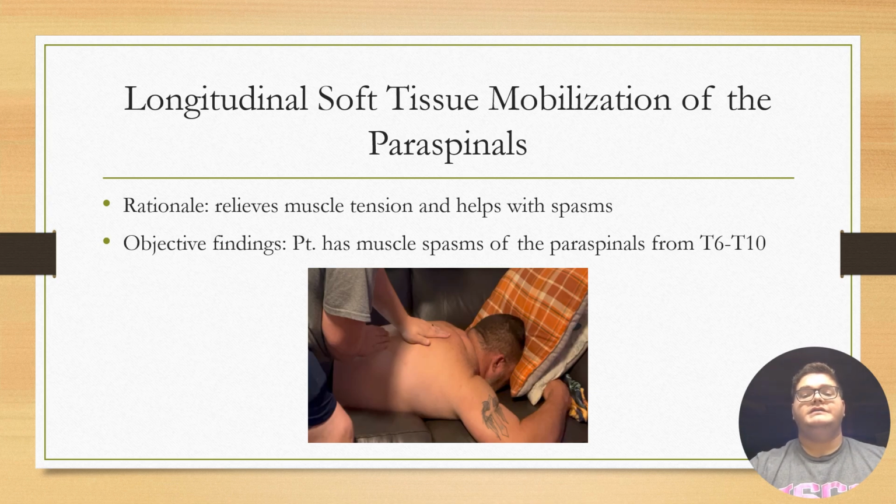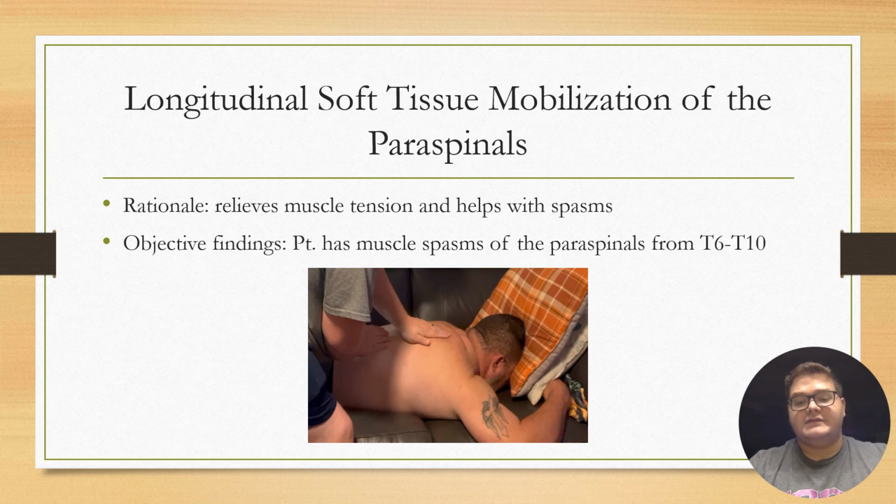All right, so one of the things that I did as an intervention was longitudinal soft tissue for the paraspinals. The patient was having muscle spasms of the paraspinals from T6 to T10 bilaterally. I did longitudinal soft tissue because I needed to relieve that muscle tension to help with those spasms.